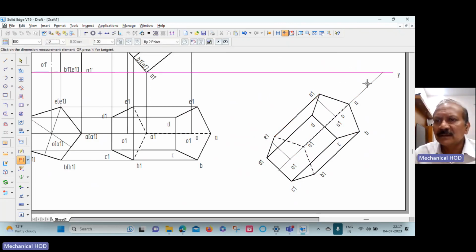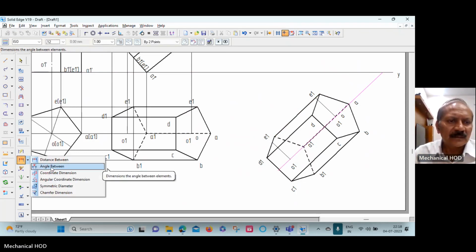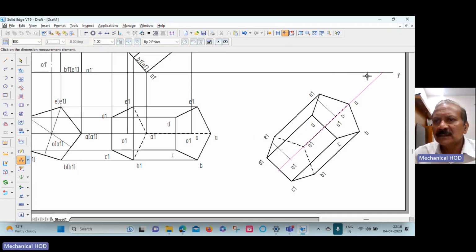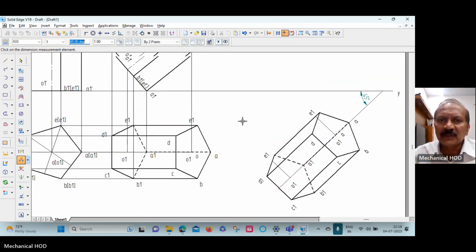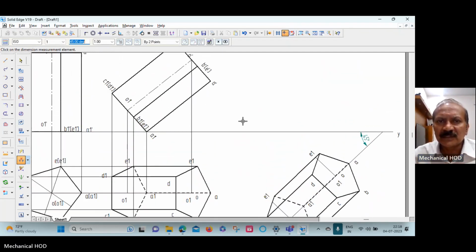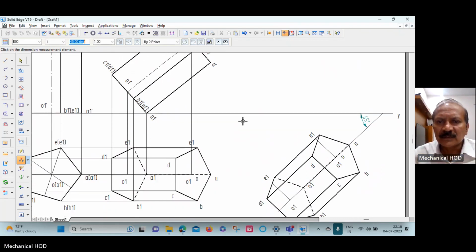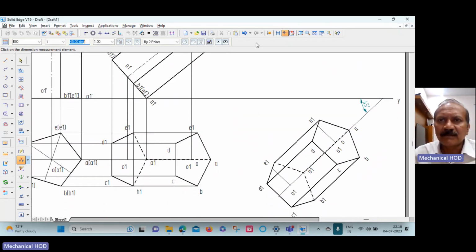What is this angle? 45. This angle is 45 degree. Okay. Now we have to do the projection to the top. Do the projection to the top.